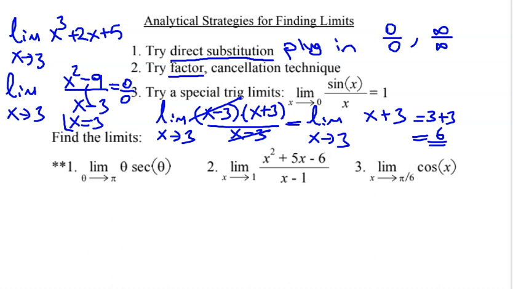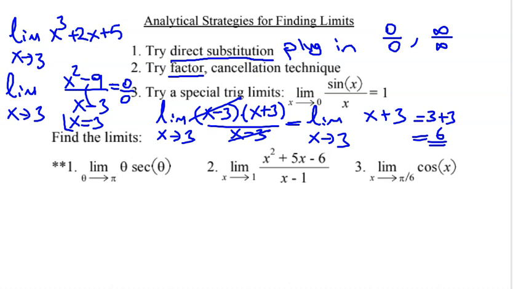We have other algebraic methods to deal with the indeterminate forms, and I'm going to try to show them. Let's do some examples. We're also going to talk about special trigonometric limits, and I'm going to show how to do that. In this problem, it says find the limits. Problem 1 says limit as theta approaches pi of theta times secant theta.